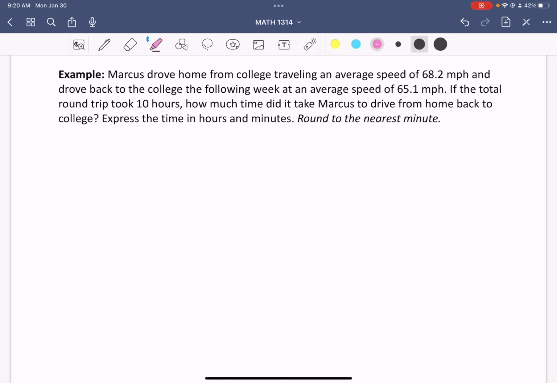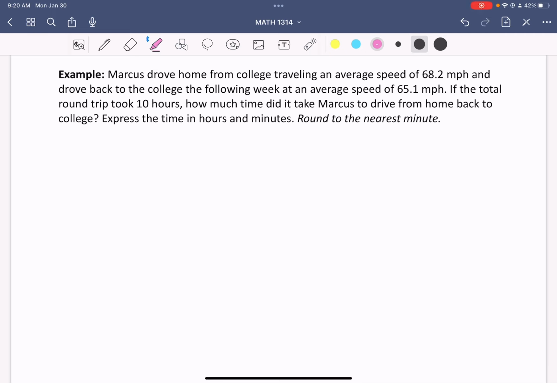It says Marcus drove home from college traveling at an average speed of 68.2 miles per hour and drove back to the college the following week at an average speed of 65.1 miles per hour. If the total round trip took 10 hours, how much time did it take Marcus to drive from home back to college? Express the time in hours and minutes, round to the nearest minute.